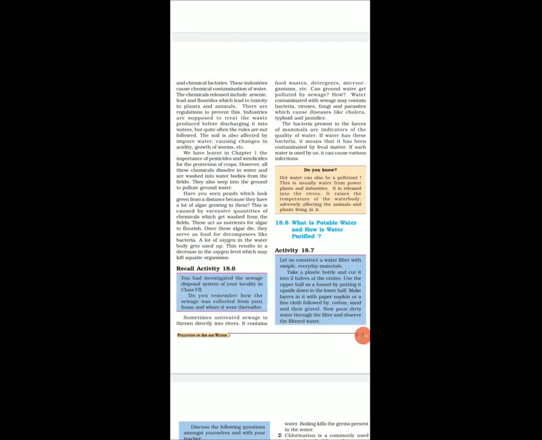Next, 18.8, What is potable water and how is water purified? Activity 18.7, let us construct a water filter with simple everyday materials. Take a plastic bottle and cut it, making holes in the center. Use the upper half of the bottle by putting it upside down in the lower half. Make layers with paper, napkin or a fine cloth, folded, then cotton, sand and gravel. Now pour dirty water through the filter and observe the filtered water.